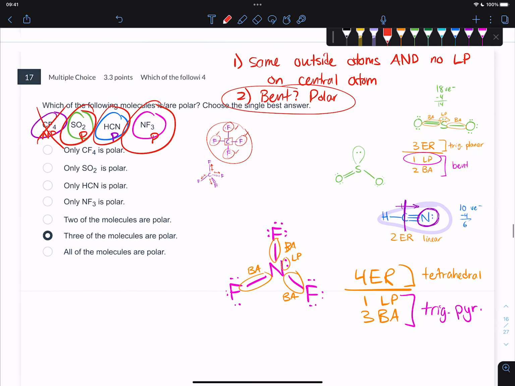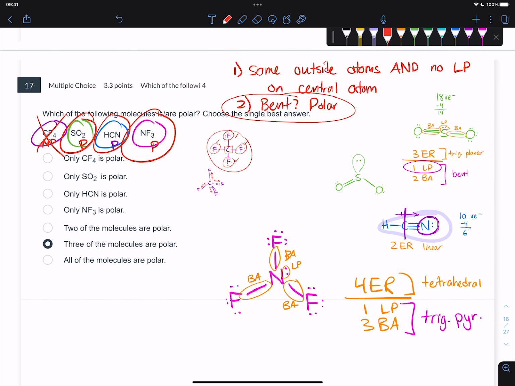My tip for you is, gosh, there's a lot going on here, but basically know how to draw Lewis structures, know how Lewis structures, which are 2D, easily translate into VSEPR theory, which is 3D. Recognize that you have to consider both geometry and electronegativity when you're determining if something is polar.